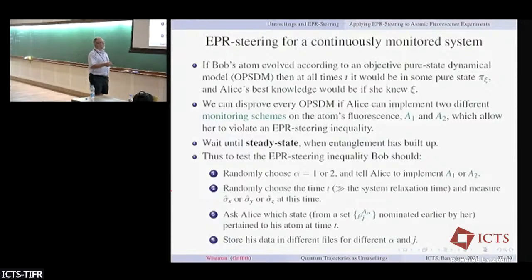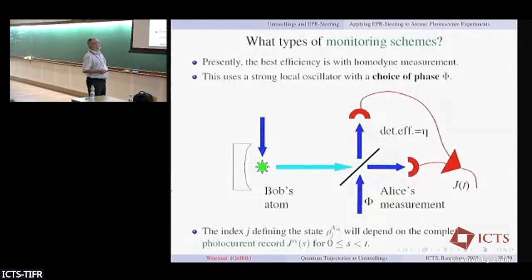So Bob then just stores his data, in other words, the results of these measurements that he's making, in different files, depending on which measurement Alice is doing and which conditioned state she said she had in that particular run, and then he can work out those quantities.